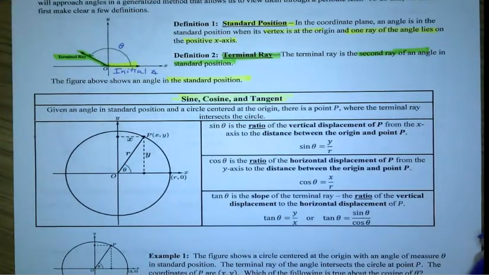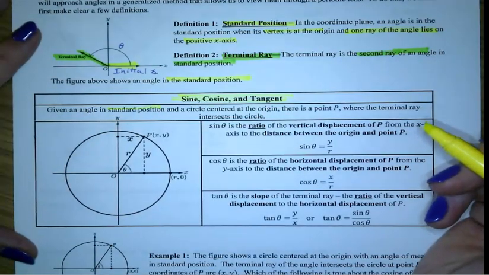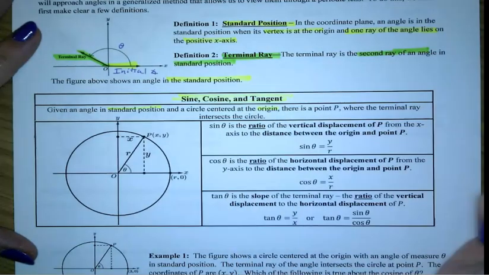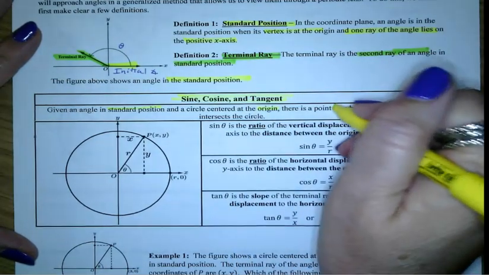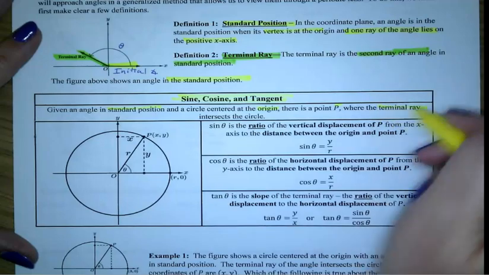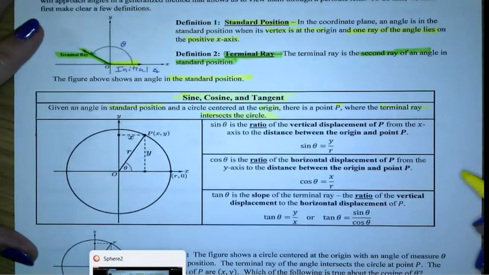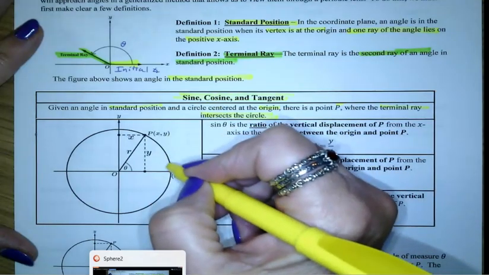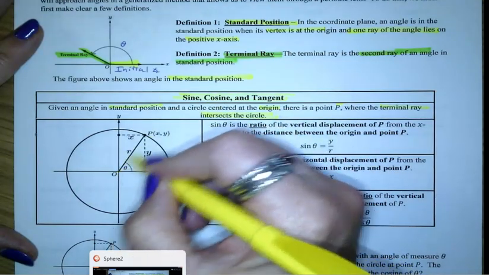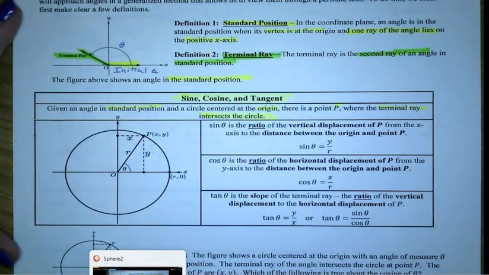First off, all of these are going to be angles in standard position. As we look at these values, they're angles in standard position. The circle is centered at the origin. There is a point P, and that is where the terminal ray intersects the circle. Think about the very first day we did our radian and degree activity, where we measured in terms of radians, then connected it and made this angle here in the middle. So that's kind of what we're talking about.